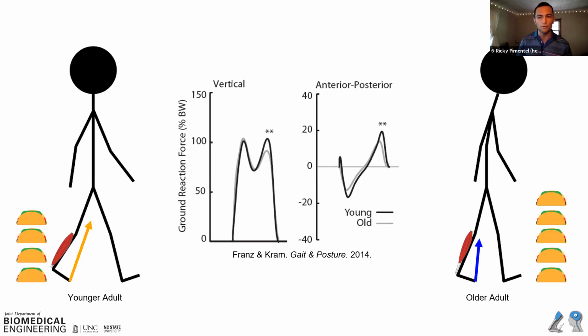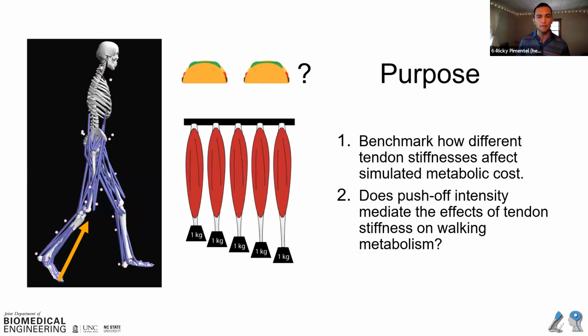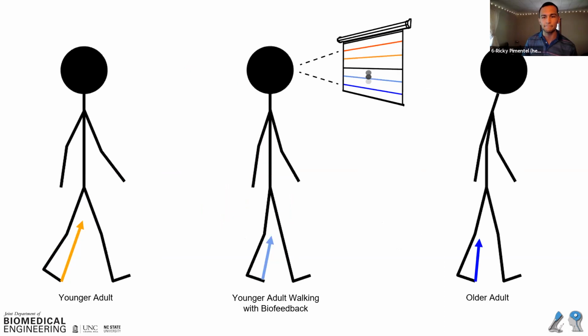We also observed that older adults walk with reduced push-off intensity compared to young adults, and this push-off intensity is primarily controlled by the plantar flexor muscle tendon units. So we wonder, do older adults reduce their push-off intensity to mitigate the metabolic consequences of lower tendon stiffness? So in this study, I'll first benchmark how different tendon stiffnesses affect simulated metabolic cost, and then answer this question: does push-off intensity mediate the effects of tendon stiffness on walking metabolism?